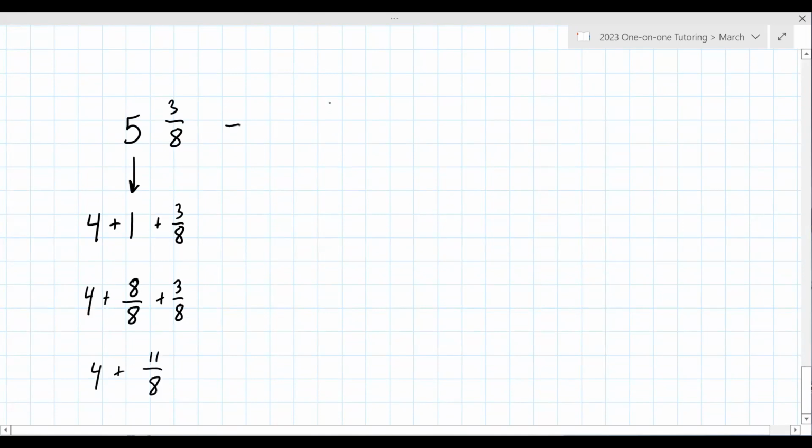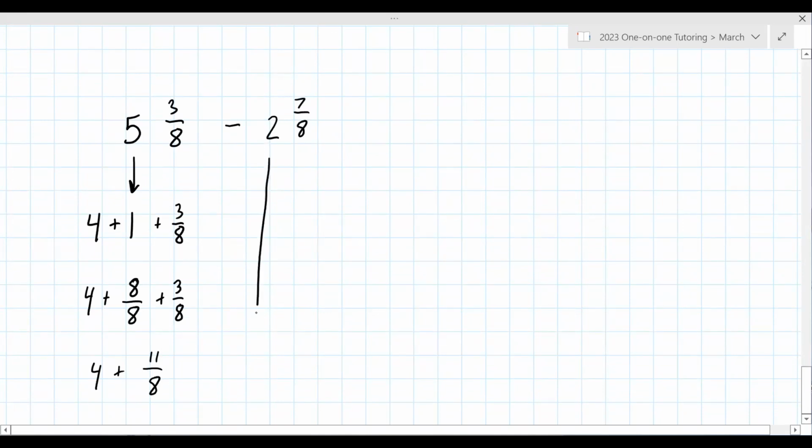Let's go 5 3/8. So this 5 becomes 4 plus 1. So you always go down by 1. Okay. And then this 1 you can turn into the same fraction as this one on the right with the 8. So it's 8/8. Can you tell me what these fractions add up to, please? 11/8. Very good.